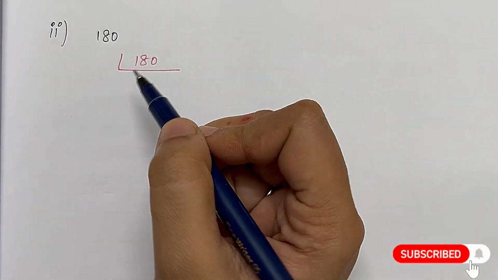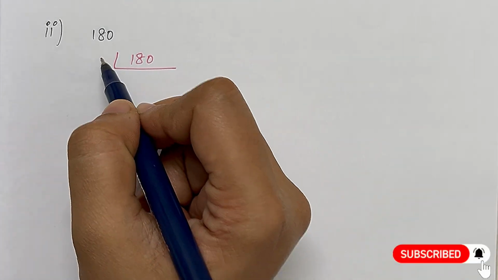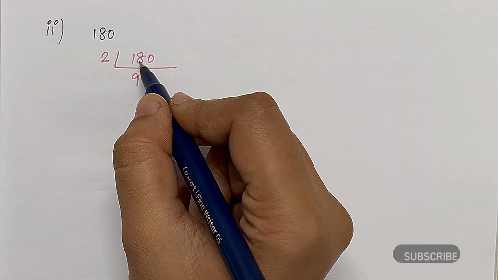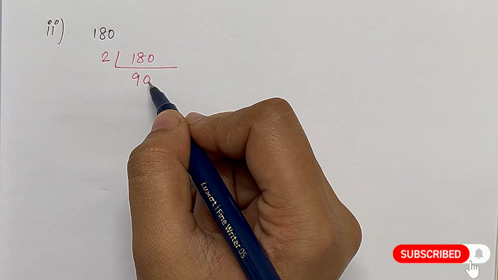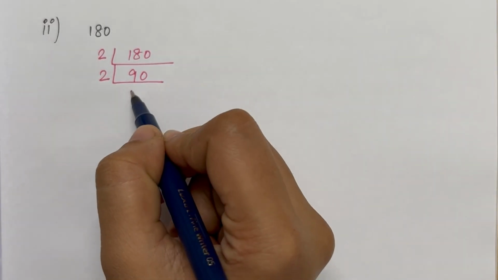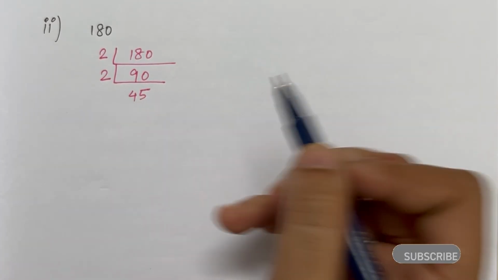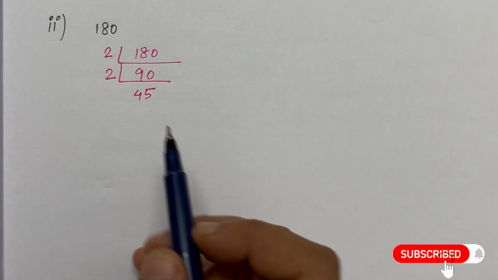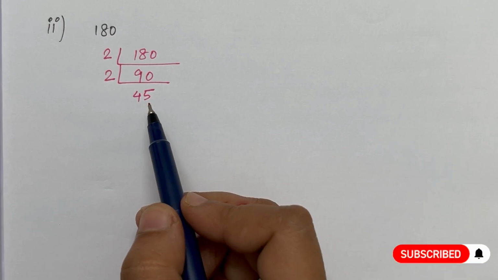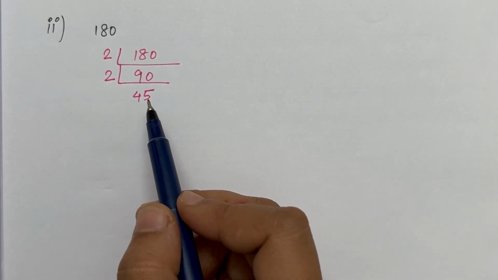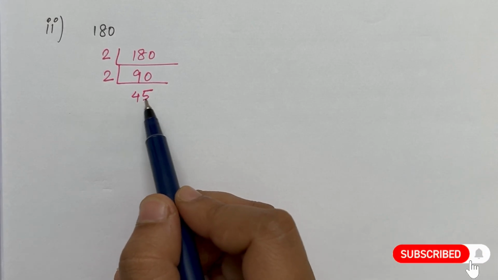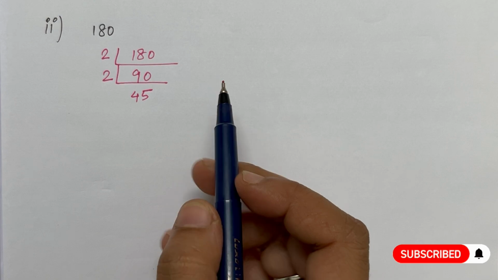So 180 is an even number, so this number is divisible by 2 90 times. Look here, in the table of 2, 18 comes 9 times, and here we'll write a 0. Again 90 is divisible by 2 45 times. So now 45 is an odd number, so this is not divisible by 2. Let's check whether this is divisible by 3. So to do this, we'll add 4 plus 5. 4 plus 5 is 9, and 9 is divisible by 3.